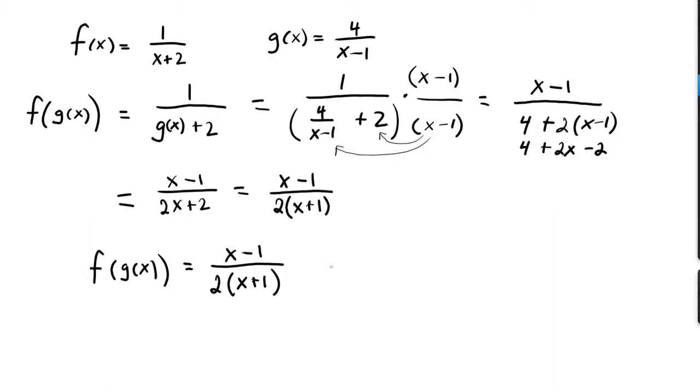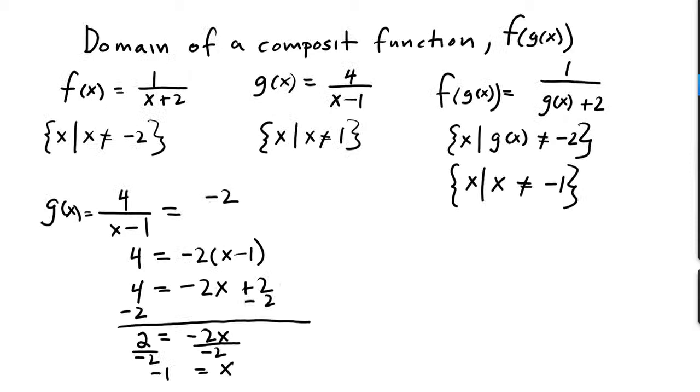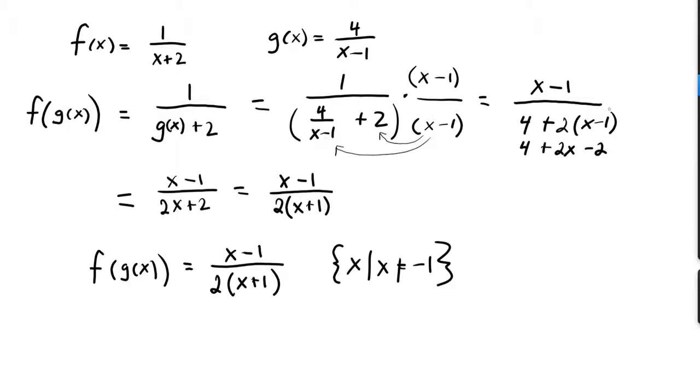Alright, and if you notice, what's the domain of this function? It's the set of all x such that what's going to make this denominator 0? Well, negative 1. Okay? So you can see that that matches with what I had up here. We did this work over here to show that the domain was going to be all x such that x was not equal to negative 1. And by actually forming the composite function, I was able to confirm that. Alright?